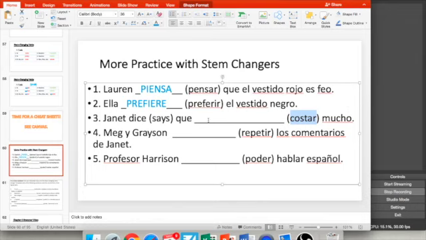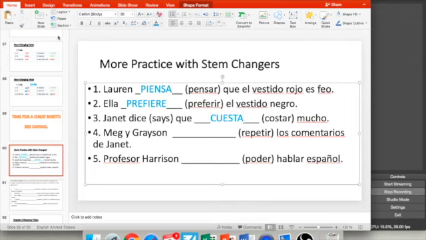So it, as you recall, probably from a previous lecture, it is our bottom left box in Spanish, that he, she, it box. So in this case, costar, I'm going to go ahead and change my O to a UE. I get cuestar. If I chop off my AR to say that it costs for my bottom left box, I'm going to add back an A. Janet says that cuesta mucho.